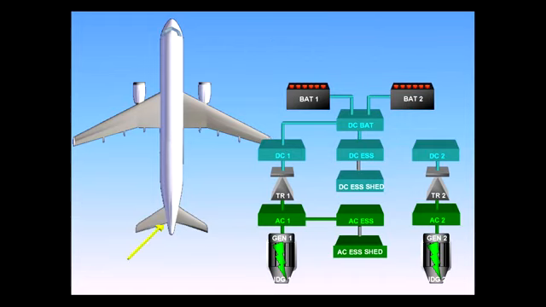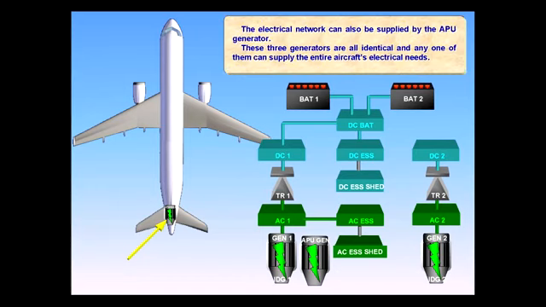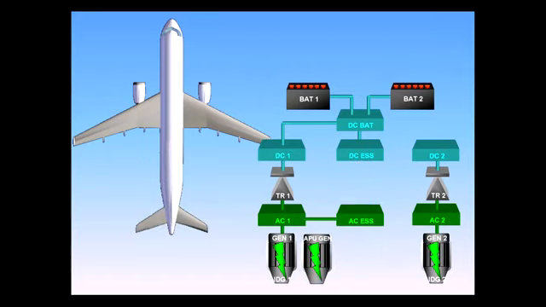The electrical network can also be supplied by the APU generator. These three generators are all identical, and any one of them can supply the entire aircraft's electrical needs. On the ground, the aircraft can be supplied by an external power source. The shed buses are not shown here simply to save space.